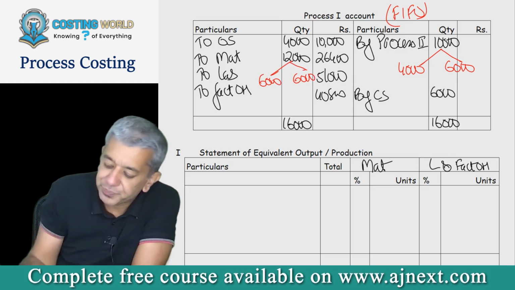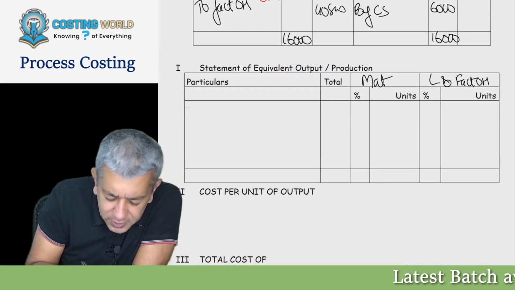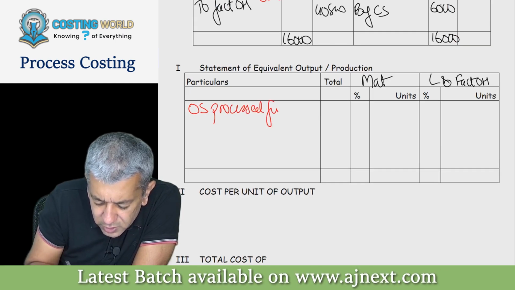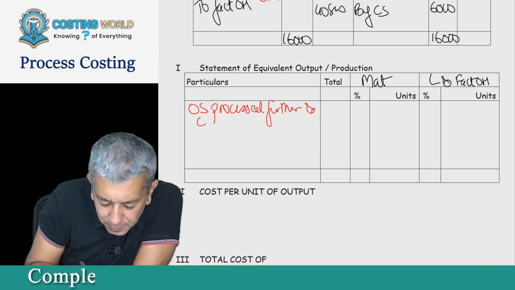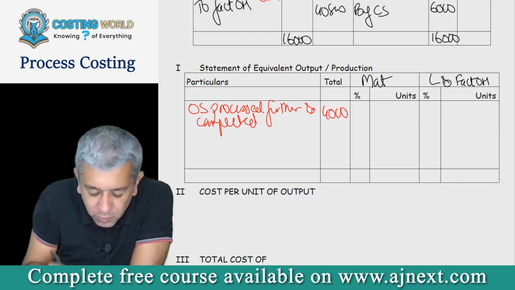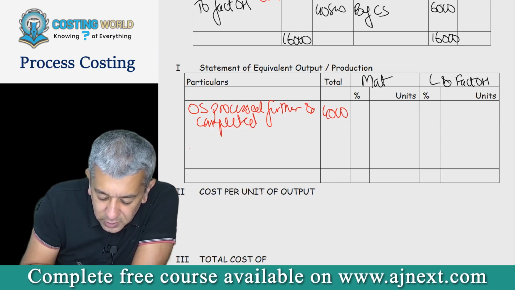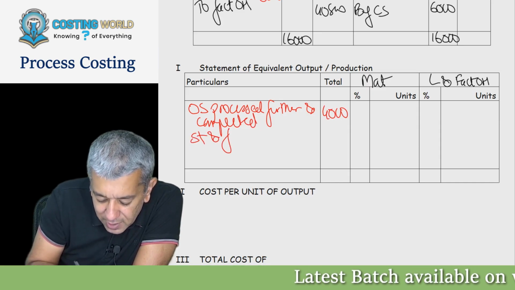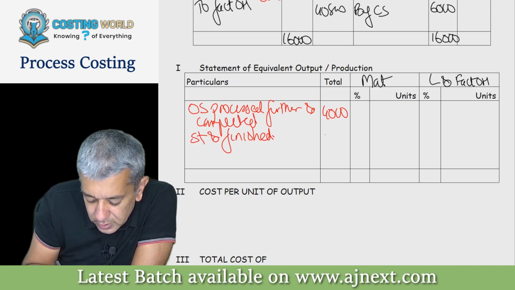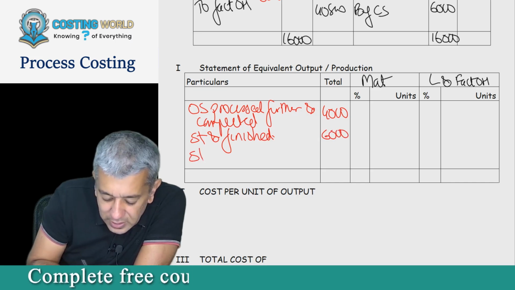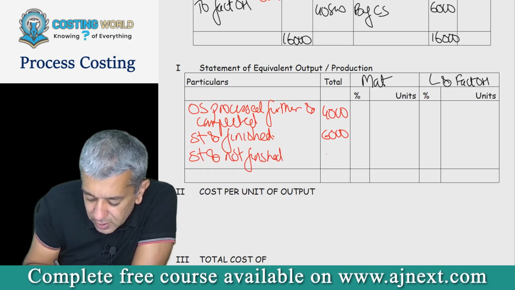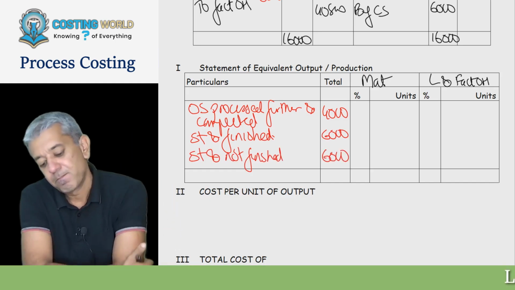Yes, sir. So, what are the three things that happened in this particular period? First of all, opening stock was processed further and completed. This was the first work that happened in this period. And how many kgs here? 4,000 kgs. Then further, started and finished was 6,000. Then started and not finished was 6,000. So this is whatever you all have done.